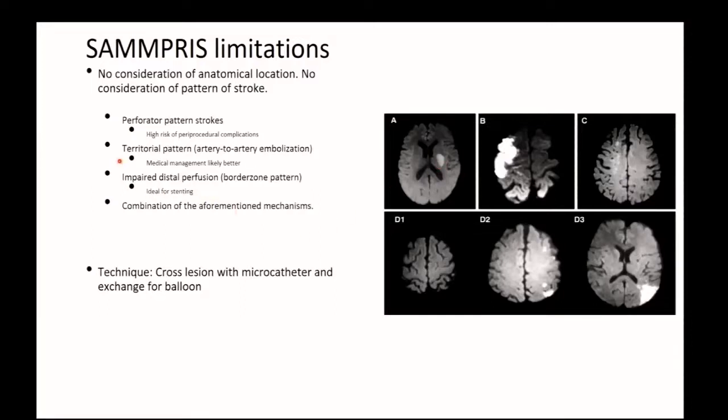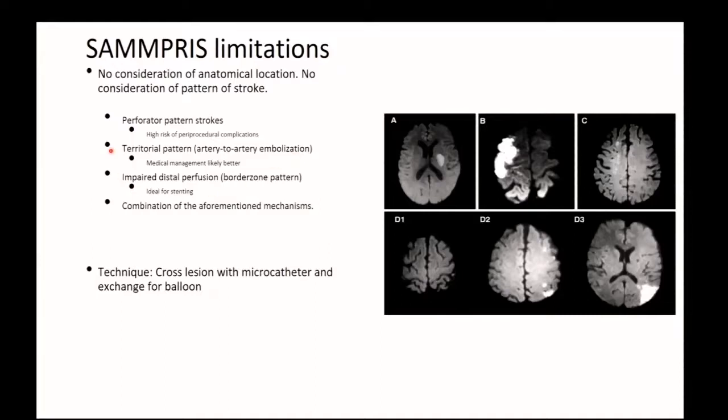How about if you have a territorial pattern, artery-to-artery embolization, like here? We said with artery-to-artery embolization you have an unstable plaque. It's not necessarily causing impaired distal perfusion. So medical management is likely better for these patients. You want to prevent platelet aggregation. You want to prevent distal artery-to-artery embolization. So probably medical management will be better for this subset of patients.